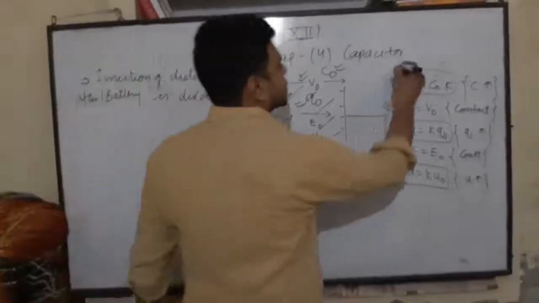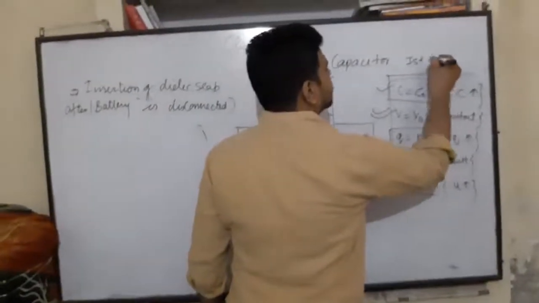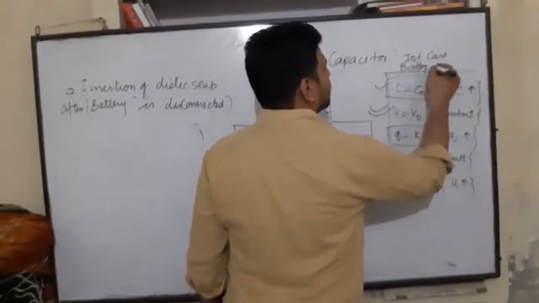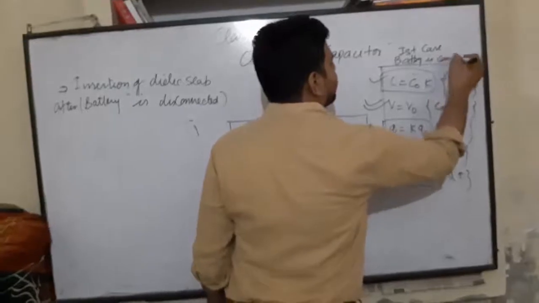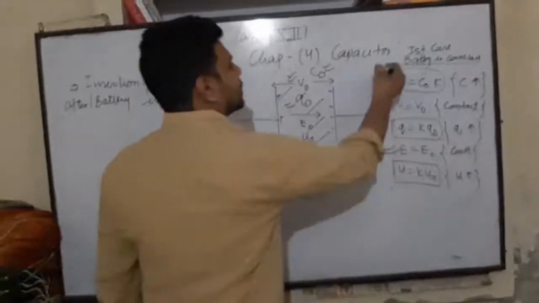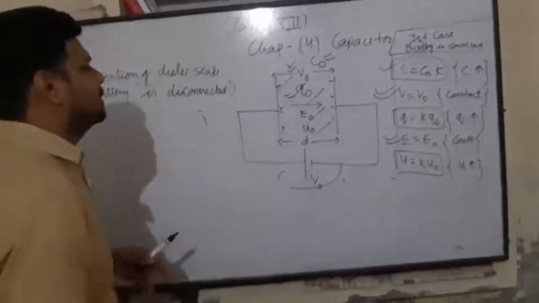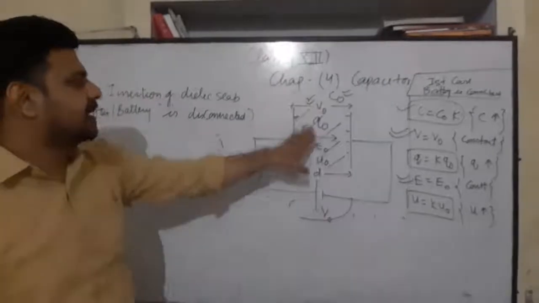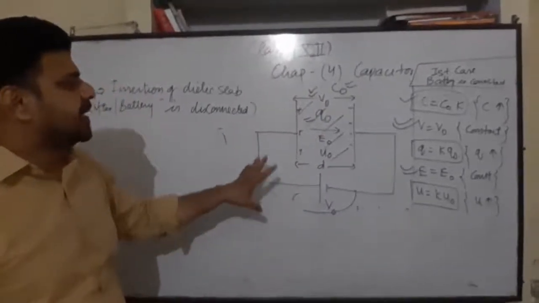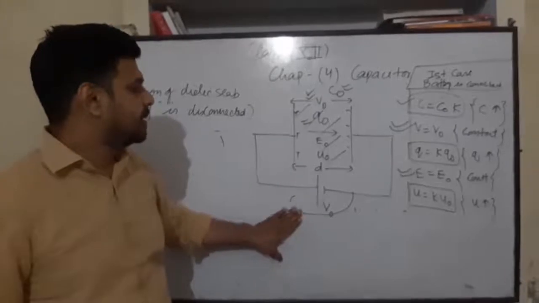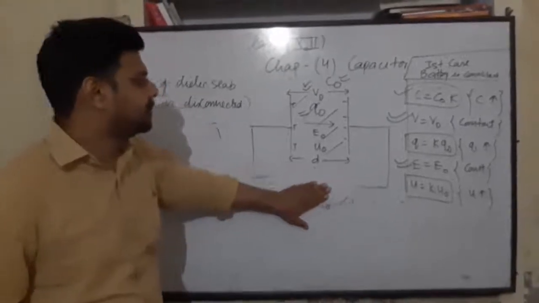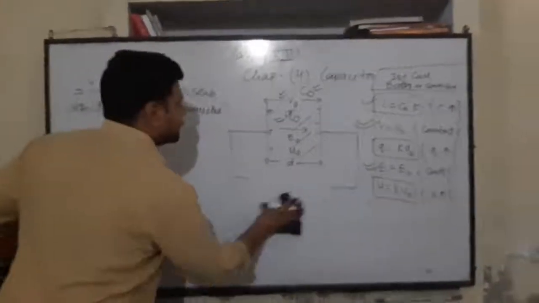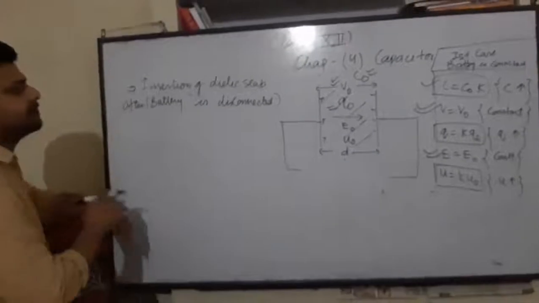This is the first case, where the battery is connected. Now we have a capacitor and we have a battery. Initial parameters are like this. We have completely charged this capacitor with the help of this battery. After disconnecting the battery, now we will place a dielectric slab. Now we will see how they will change.